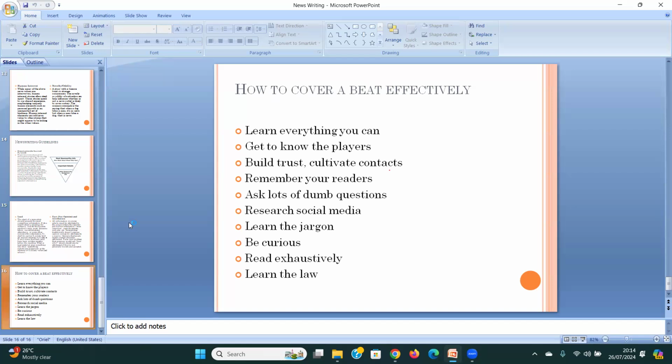Be curious, be inquisitive, always ask questions, then read exhaustively. Keep reading, always reading. Then learn the law. This is also very important. What I mean by learn the law is learn the rules and play by the rules. There are some things people can take for granted, and it's beginning to catch up on most people who use social media these days.